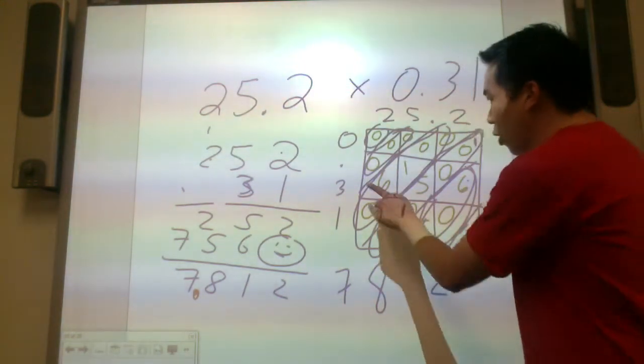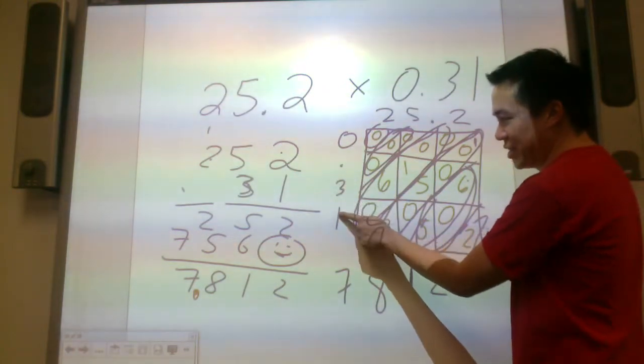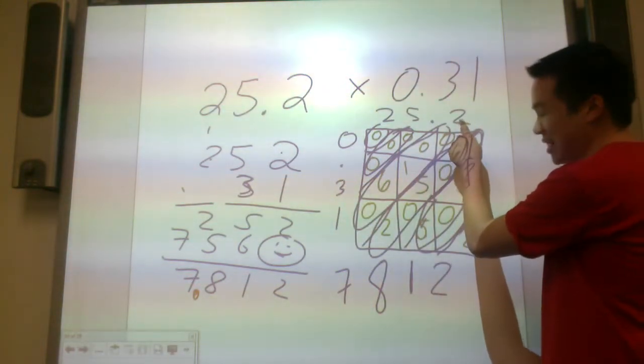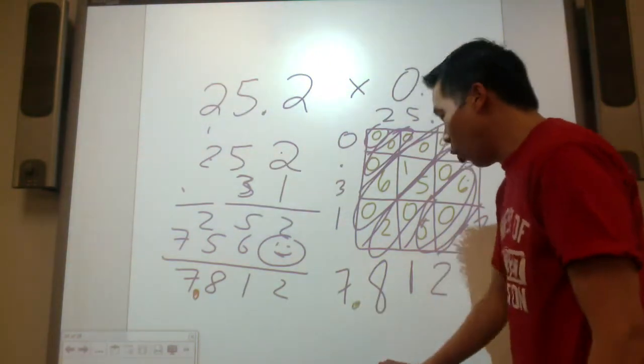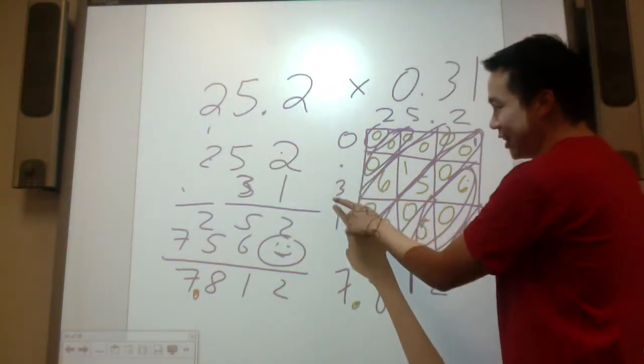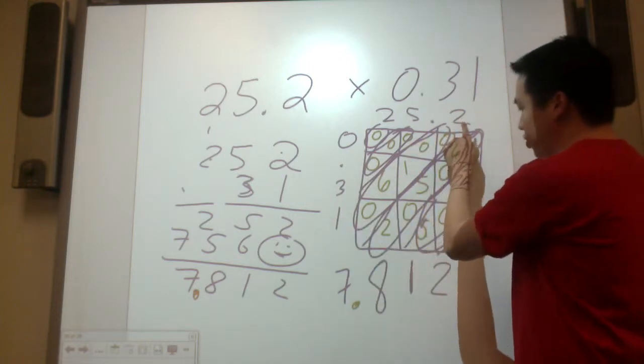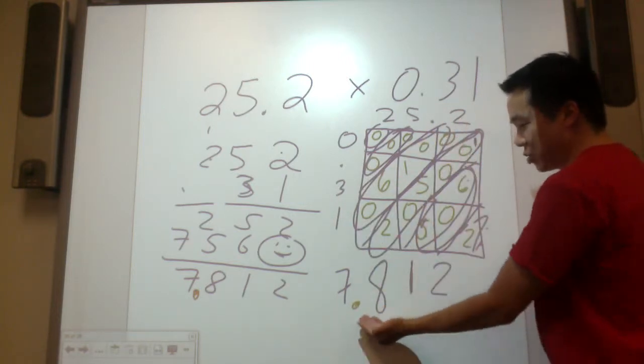And then, what place value is this? Hundredths place. What place value is this? Tenths place. Hundredths times tenths is thousandths place. Or, how many digits do you see behind a decimal point? 2, and another one is 3 digits behind a decimal point.